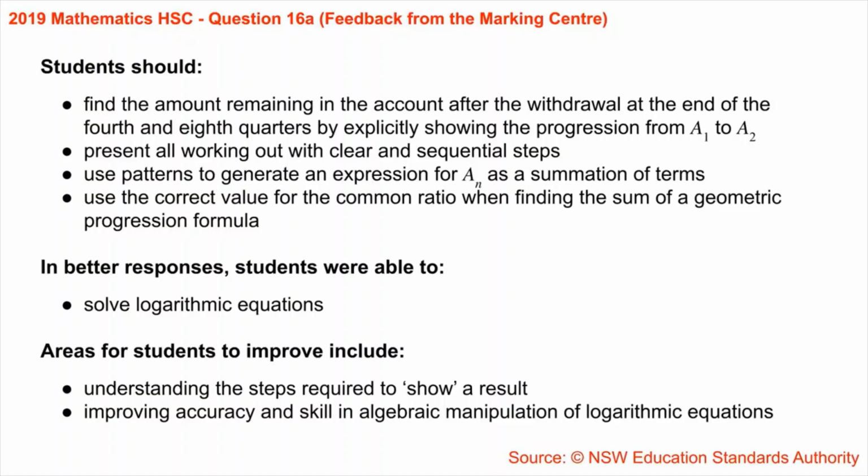The following is the feedback from the Marking Centre for question 16A. Students should find the amount remaining in the account after the withdrawal at the end of the 4th and 8th quarters by explicitly showing the progression from A1 to A2. Present all working out with clear and sequential steps. Use patterns to generate an expression for AN as a summation of terms, and use the correct value for the common ratio when finding the sum of a geometric progression formula.